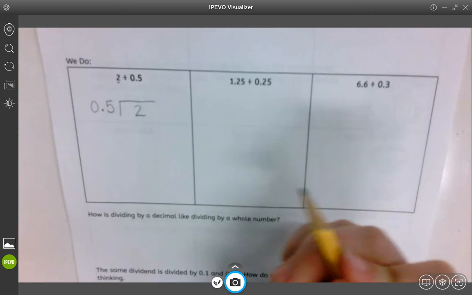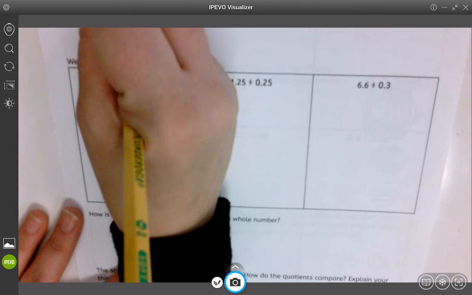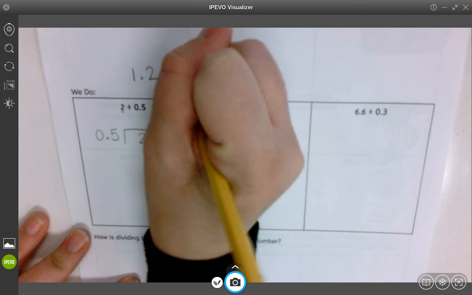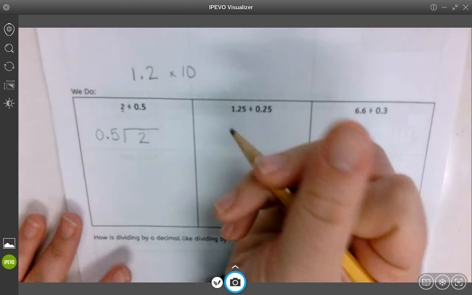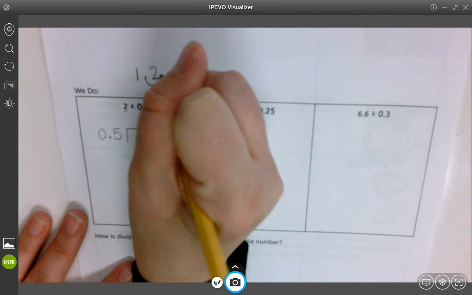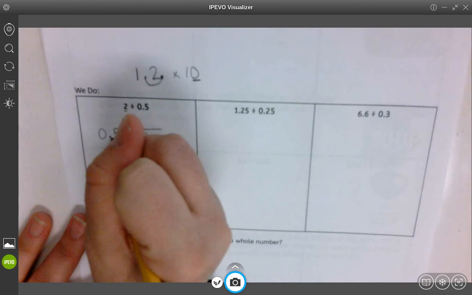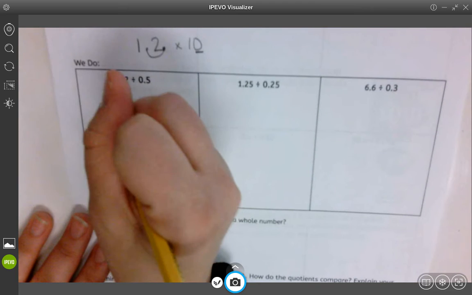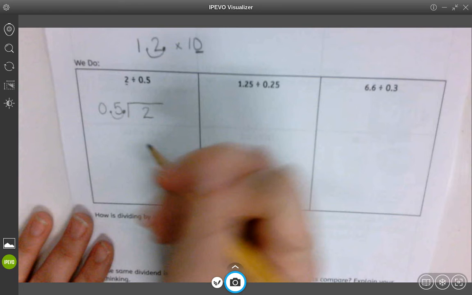And lucky for us, when we multiply something by 10, so for example, let's go 1.2 or 1 2/10 times 10, we learned a trick earlier that the amount of zeros is how many times we can move over, right? So we're going to do the same thing here. We're going to multiply this 5/10 by 10 so that we get 5.